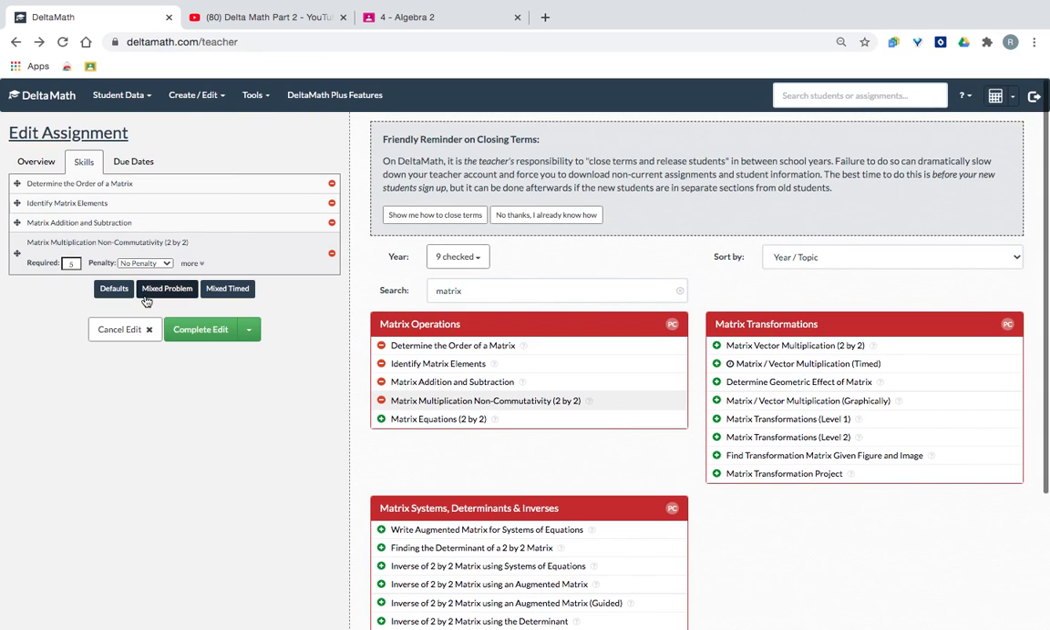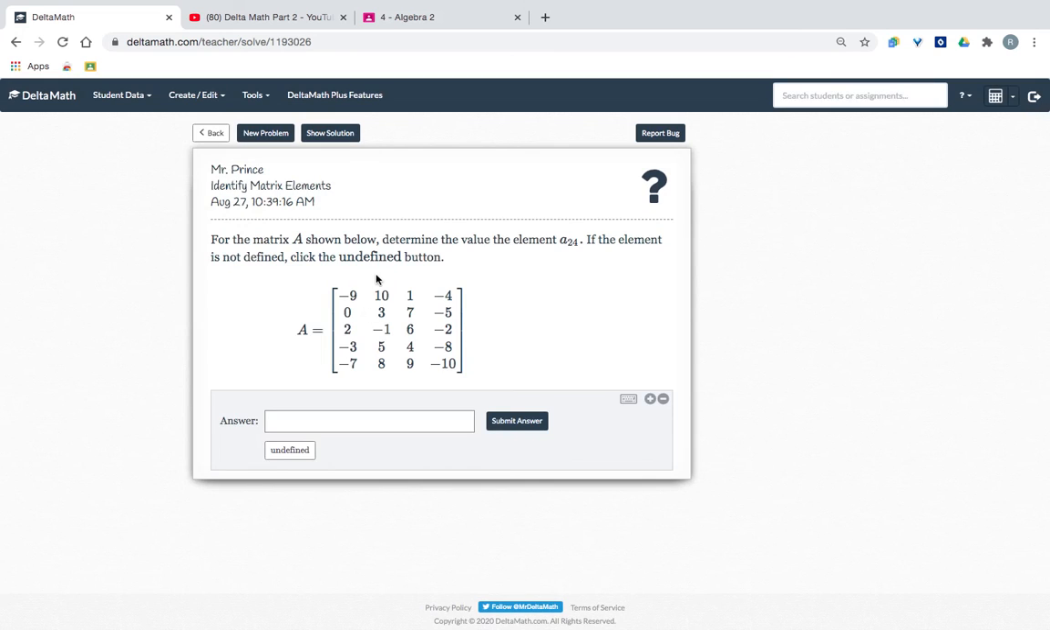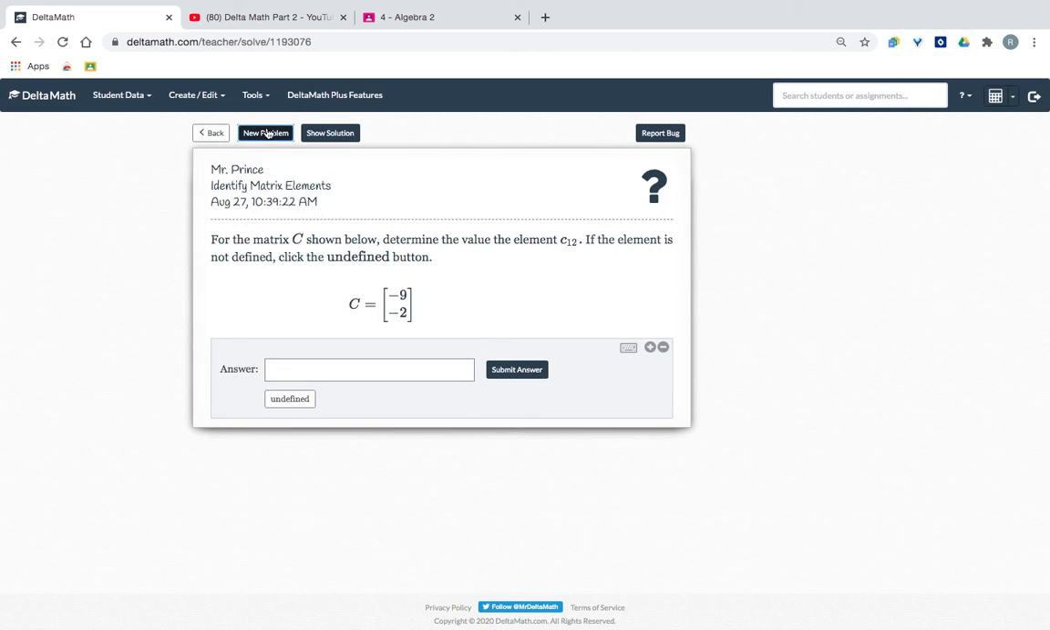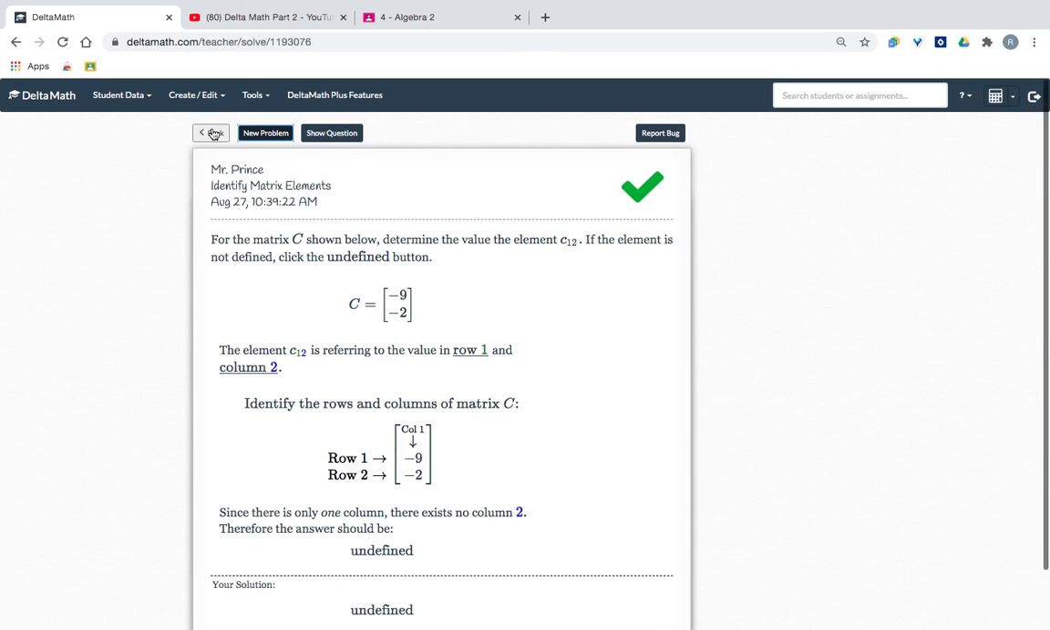The other thing you're going to run into, that I missed a second ago on the matrix elements, is that sometimes you're going to have ones that are undefined. So let me find a problem that's undefined. Okay, right off the bat, I found one. This says the element 1, 2. That's the first row and the second column. Well, there's not a second column. So that answer would be undefined. I would select undefined, good to go.